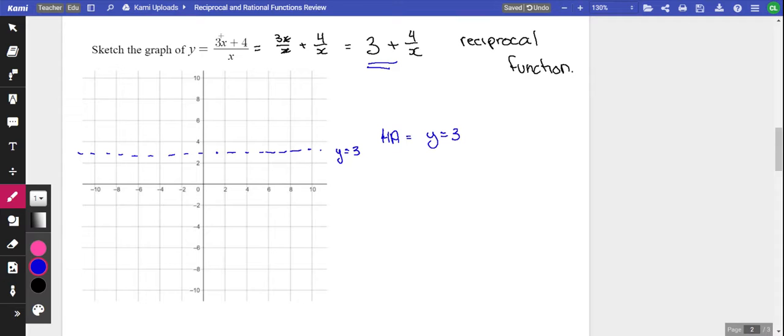You can see we can get that same thing by dividing our coefficients. If I go 3 divided by 1, I still get that y equals 3. To find my vertical asymptote, I need to take my denominator and set it equal to 0. So my vertical asymptote is just x equals 0. So we still end up with that being the y-axis.